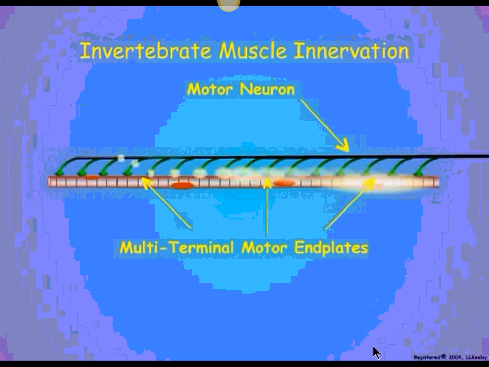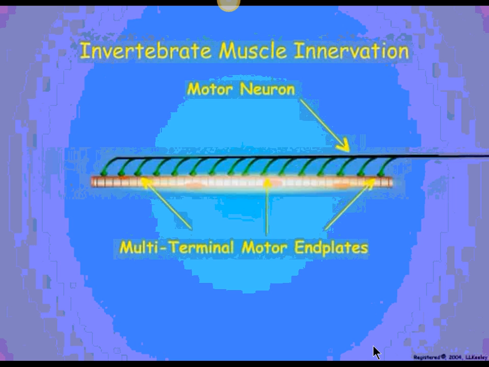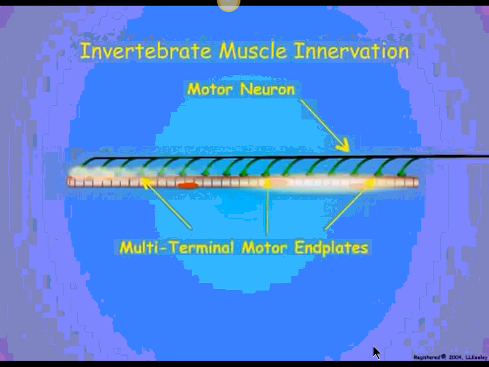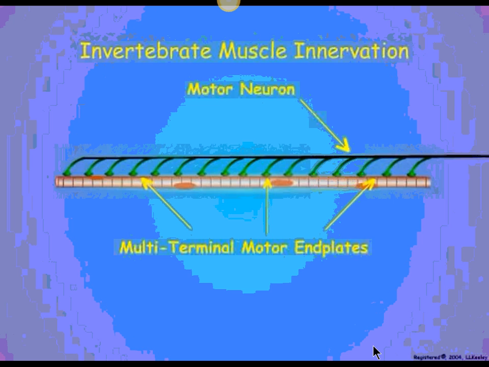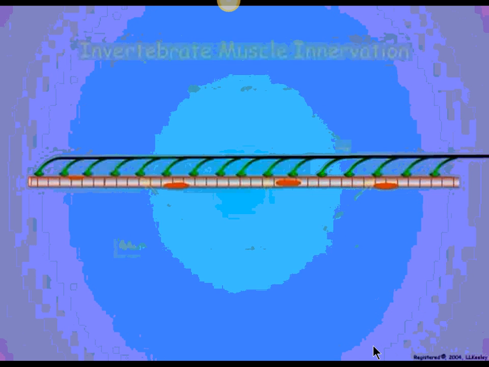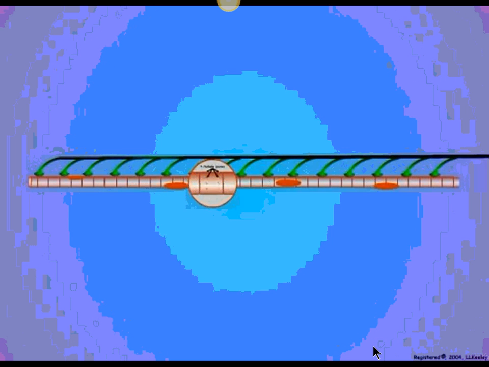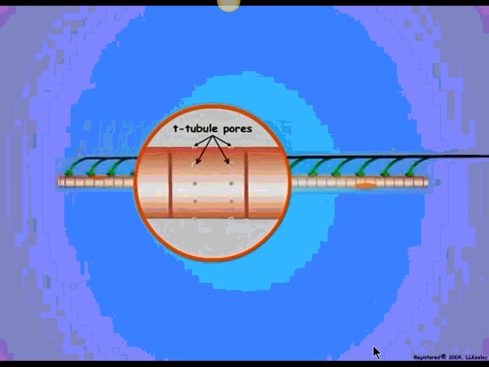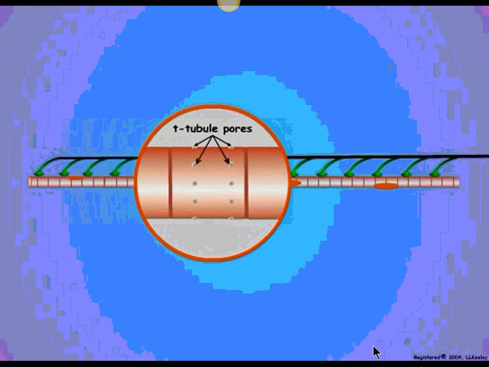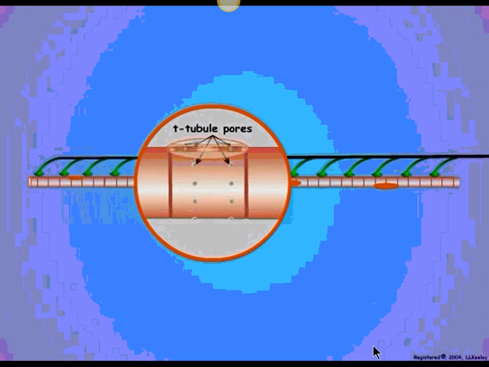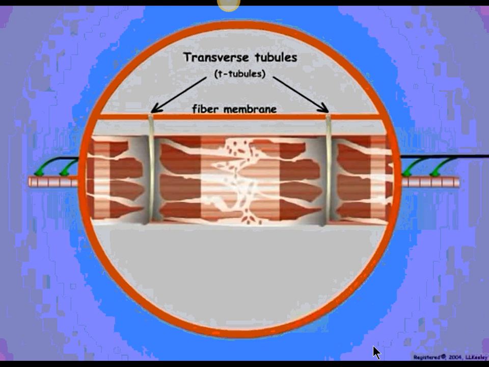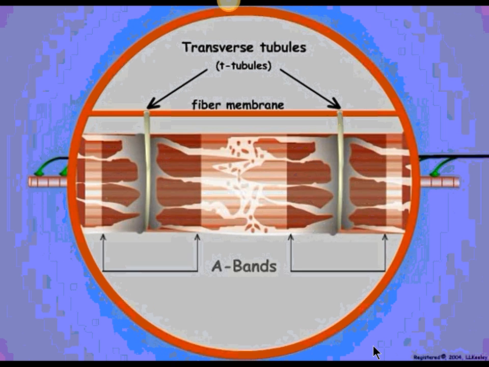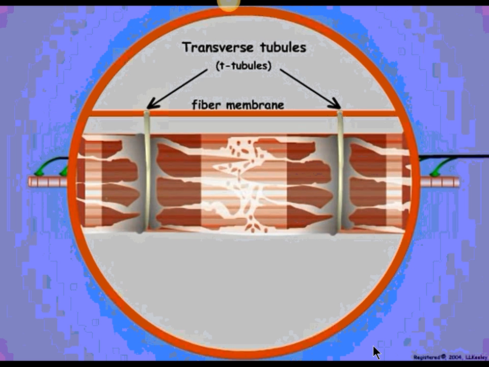The nerve signal from a motor neuron does not generate an action potential in an invertebrate muscle fiber, but rather depolarizes the entire surface of the fiber to produce contraction. The electrical depolarization also spreads into tiny membranous invaginations of the fiber membrane called transverse tubules, or T-tubules. The T-tubules extend to the myofibrils. The T-tubules align with the A-band in invertebrate muscles.